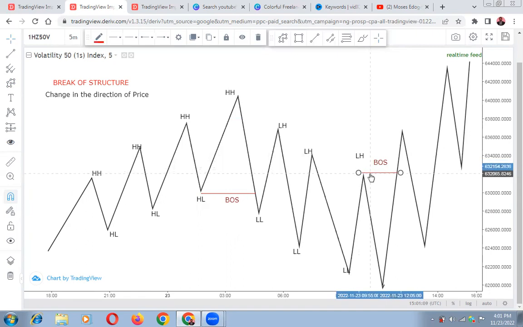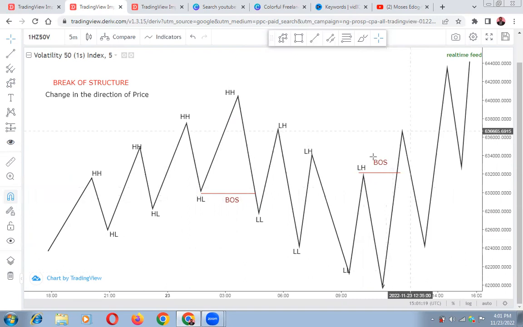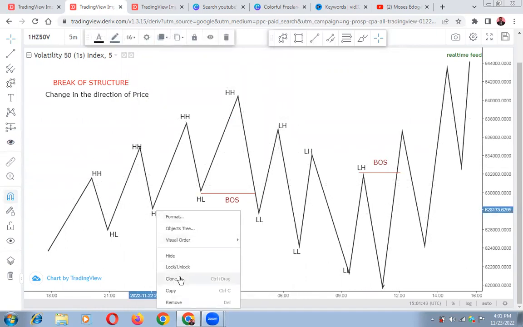So price closes below the lower high. A bearish break of structure is when price closes above this now. This price closes above the previous lower high. That's when it's a break of structure. It's trying to tell you that this downtrend is over, signaling the beginning of an upward trend. Please take note of that. It's very simple. Keep it simple, and then you will not have stress identifying break of structure.